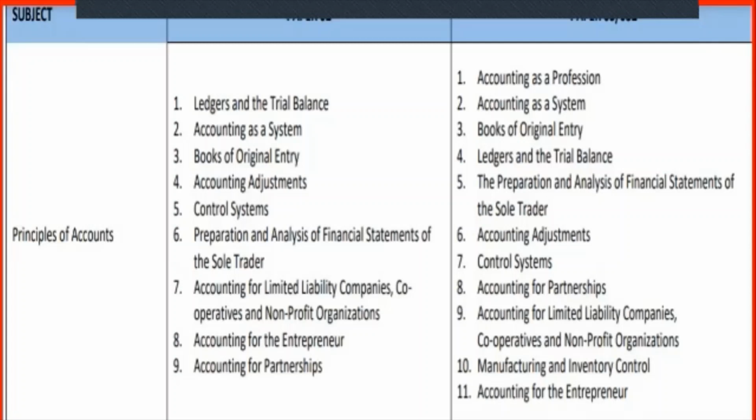I went through the syllabus and I picked them out, each one of these that we have here. These are 9 of them here, but each one of these is a whole section on the syllabus. Okay, only 2 sections missing: accounting as a profession, that is section 1, and the section with manufacturing account, I think that is 10.